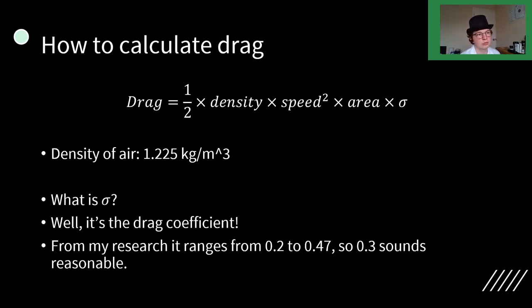And again, I had to do some more research on this. It ranges from about 0.2 to 0.47 for spherical objects, 0.2 being the smoothest object, 0.47 being a very rough object. And I looked at the pumpkin and said, okay, it's decently smooth, it's got a few ridges, so we'll go on the smooth side. So I went for 0.3. I thought that sounded readable, and it's okay to do the calculations with.